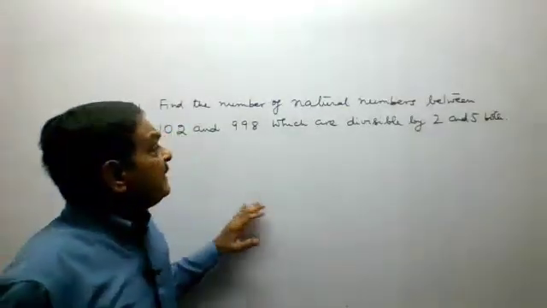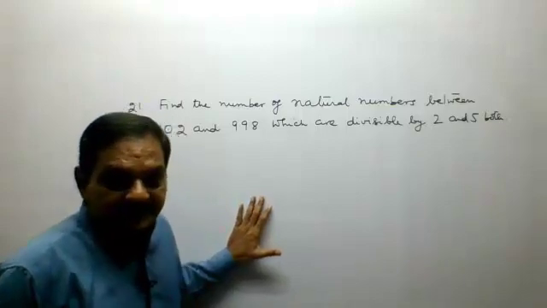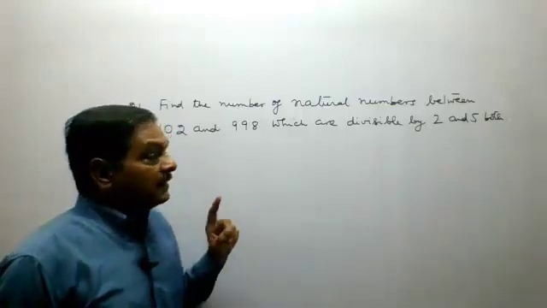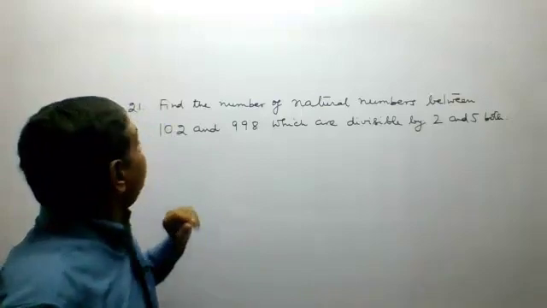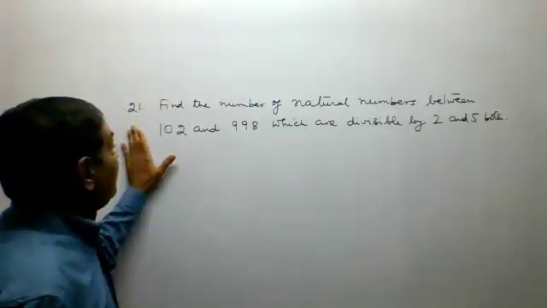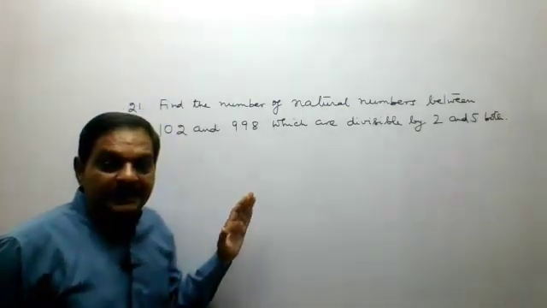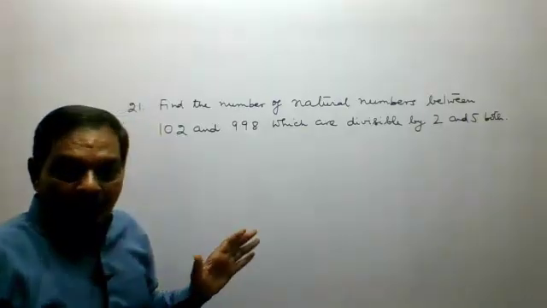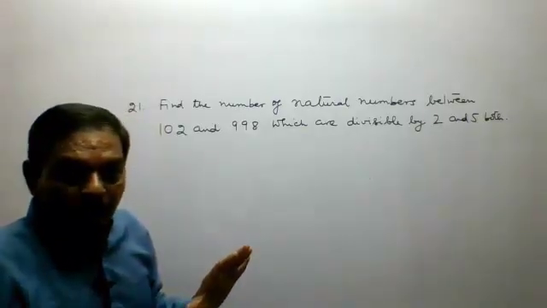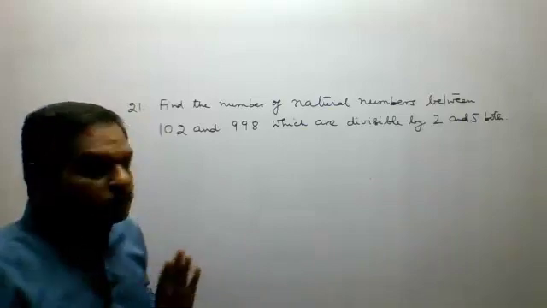Now we will see the questions of section C, which are 2 marks questions. Each question is having 2 marks. We start with question number 21. Those who have not yet seen my solutions of questions up to question number 20 may see those videos also.